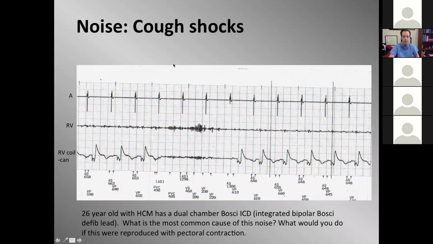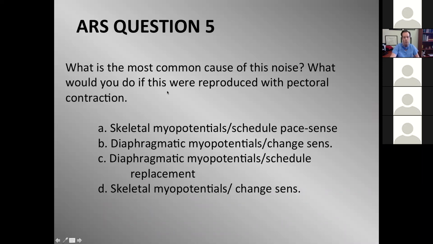All right, so what is the most common cause of this noise? And then, what if the noise were reproduced with pectoral contraction? So Mike, we had a question that was sent to me through the chat. Yes, on that exact topic. It's from one of our fellows, Jeremy, so I'm going to let him ask his question here. Sure.